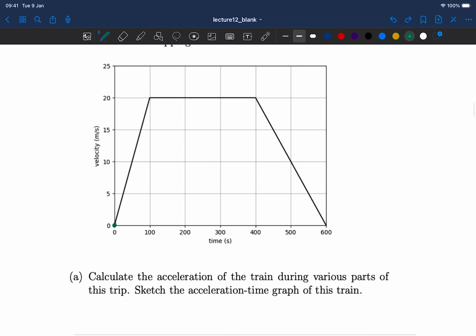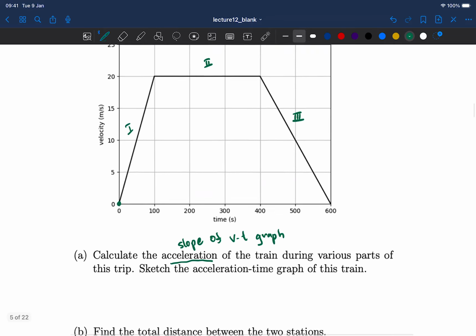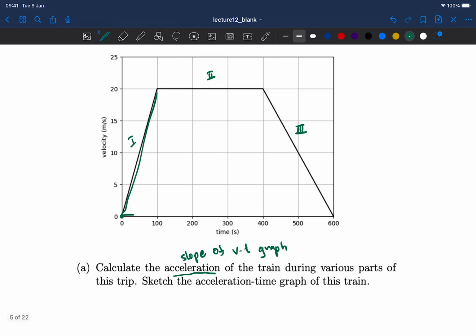Okay, so we have 3 parts. I will call them part 1, part 2, and part 3. And the acceleration is just the slope of the velocity-time graph. So acceleration is the slope of the velocity-time graph. So calculate the slope of the first section. So I can use this triangle here to calculate the slope.